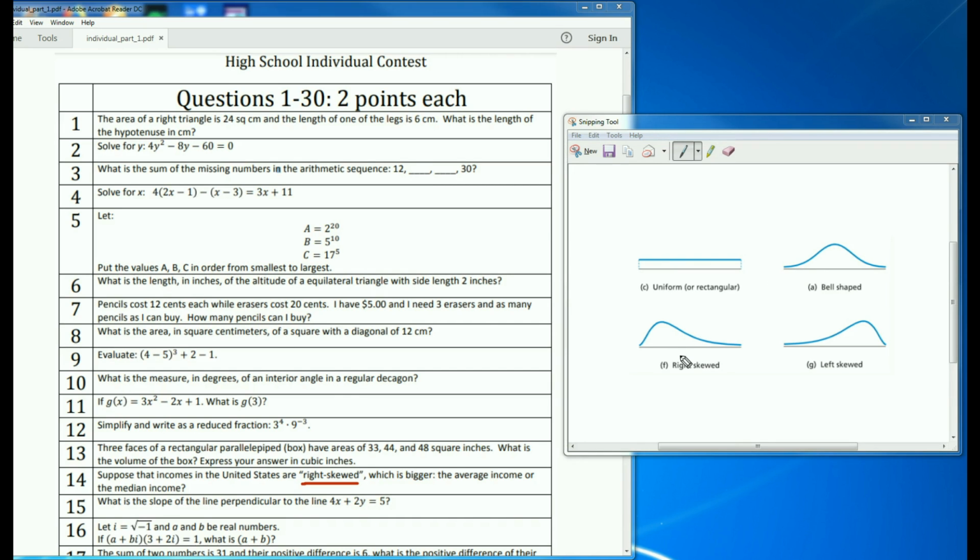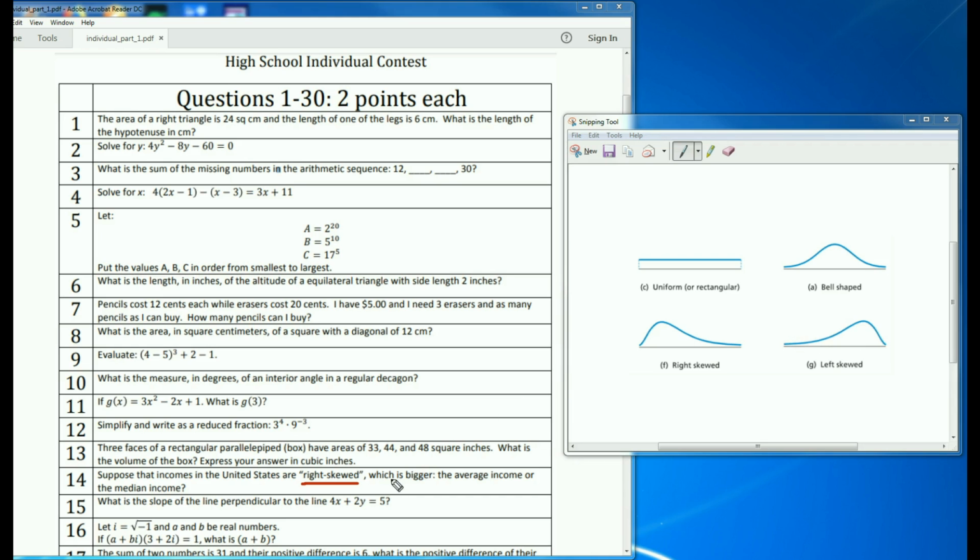A right skewed distribution means you have more data on this side, but then you have a long tail out to the right with higher data values. So the way I think of it is the data leans to the left, therefore we call it right skewed. It's kind of the opposite. And then a left skewed distribution is the opposite. You have more data on the right, it leans to the right with a long tail out to the left.